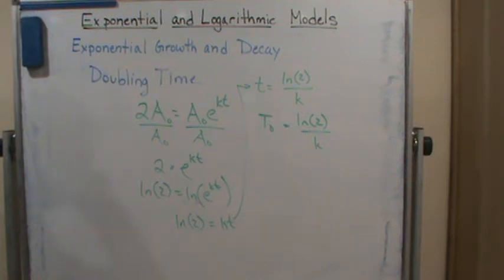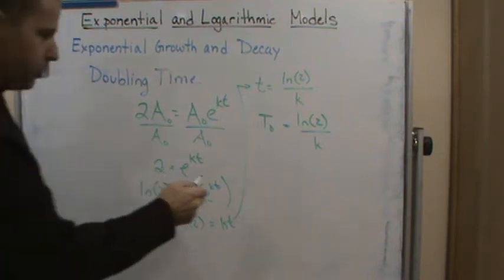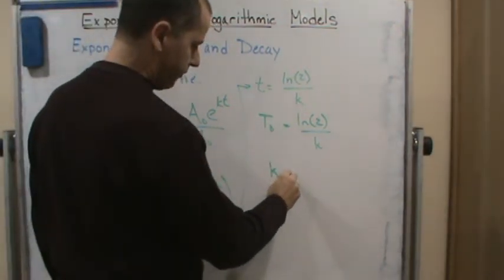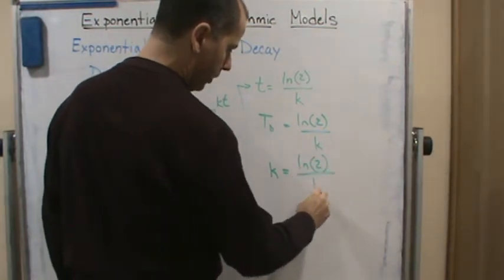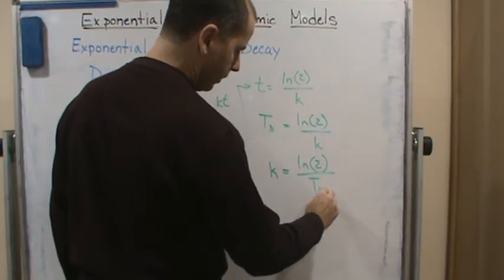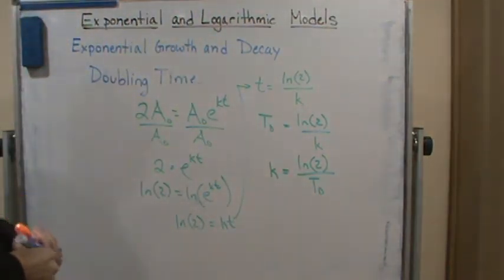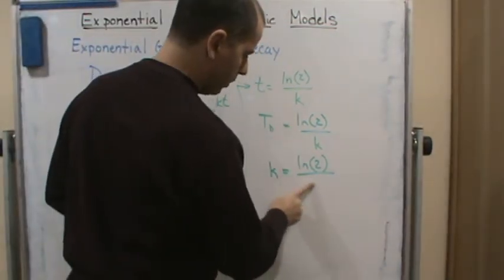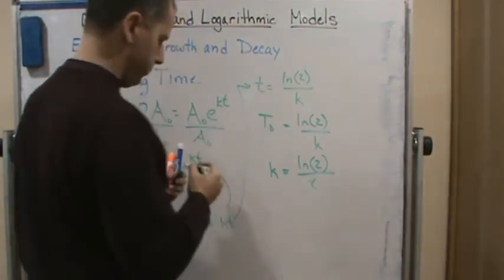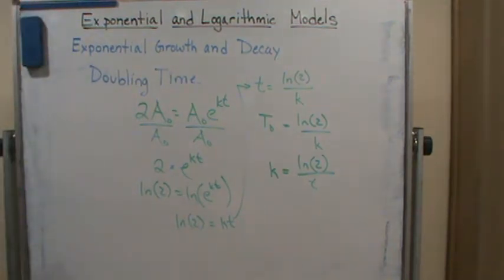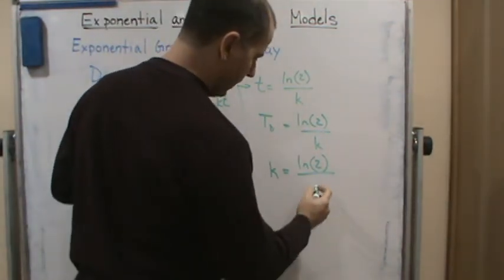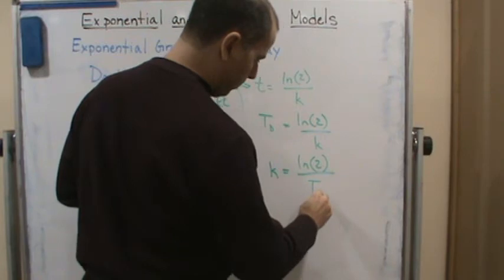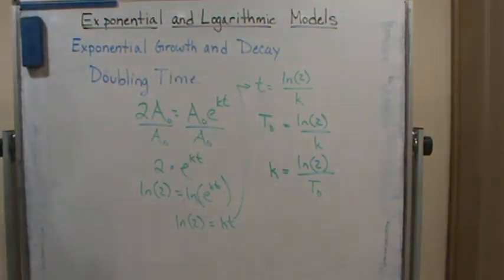Okay, so now that we know that, we can also solve for k. That means we can also use this to find the constant, which is going to be the natural log of 2 over the doubling time, or t. But understand that this t, I'm going to put t sub d, because again, the constant is based on the doubling time in this case.